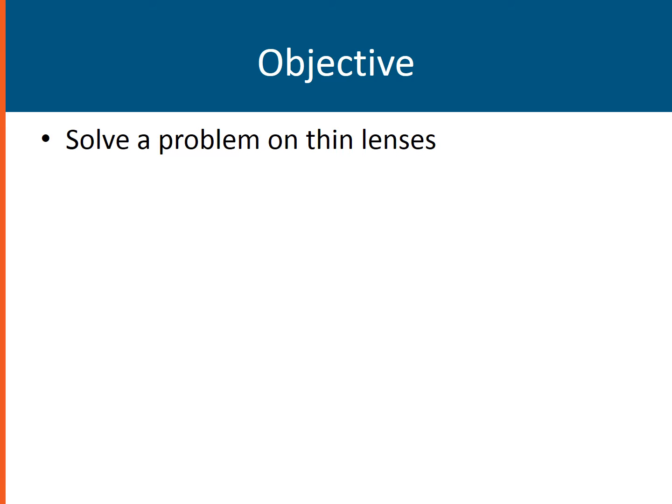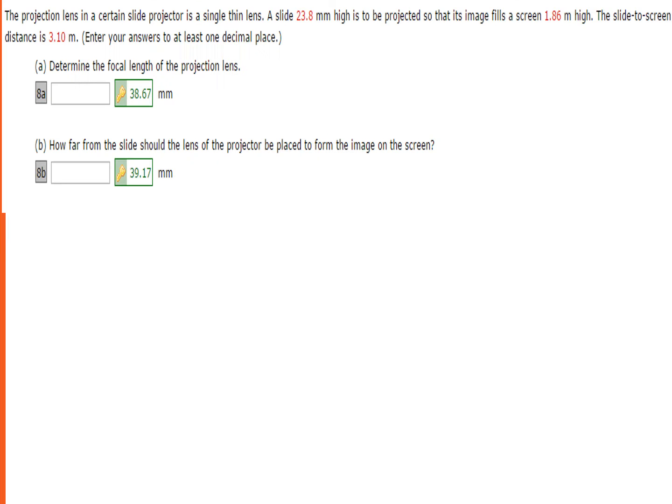For this tutorial, I'm going to solve a problem that is related to thin lenses. This is one of the problems that I have given on WebAssign about thin lenses. It reads: the projection lens in a certain slide projector is a single thin lens. A slide 23.8 millimeters high is to be projected so that its image fills a screen 1.86 meters high. The slide to screen distance is 3.10 meters.